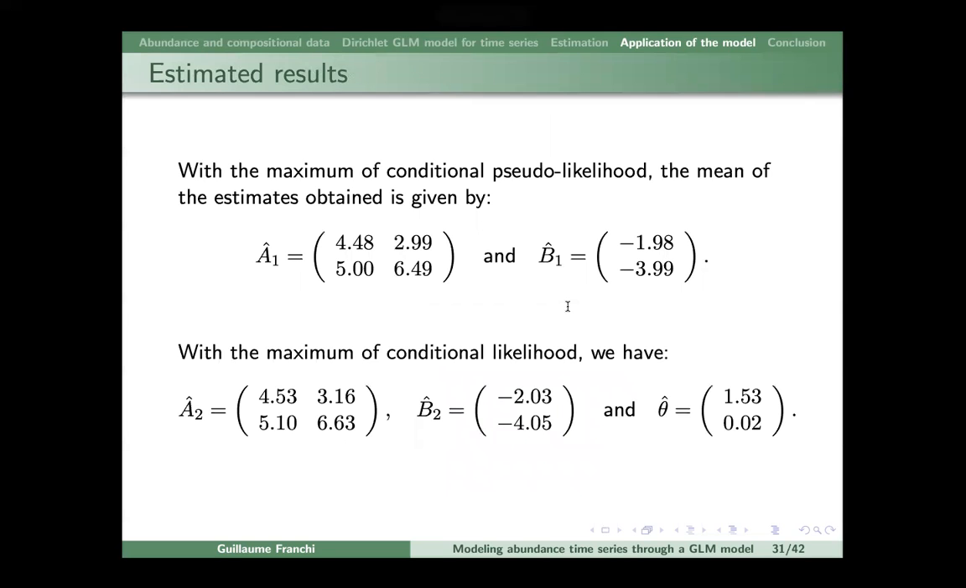If I use the maximum conditional likelihood, so this estimator is not convex, we have some good results for matrix A and vector B, but as you can see, it's a poor estimator for theta. When you want to look at the dispersion, it's very difficult because in real life I have 2 and 0.5. So we are not even close to the true value. So this is a problem.